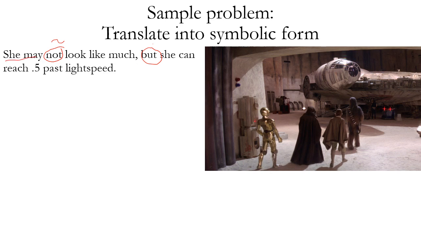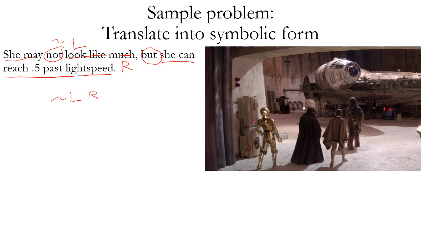She may look like much. That's going to be symbolized by a single capital letter like L. And then the second simple statement is she can reach 0.5 past light speed. And perhaps we could symbolize that by the capital letter R. So then bringing this all together, it's going to be tilde L dot R.